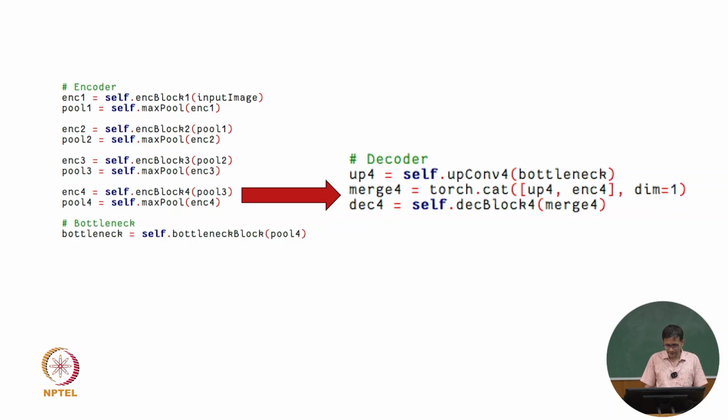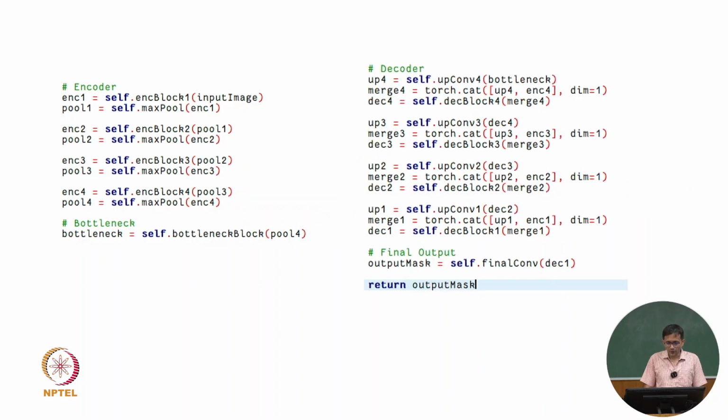The first decoder block is taking the input from encoder 4. Similarly, we can keep going forward. The next one is taking the input from encoder 3. The next one is taking the input from encoder 2. The next one is taking the skip connection from encoder 1. Finally, we'll be getting the output mask over here.